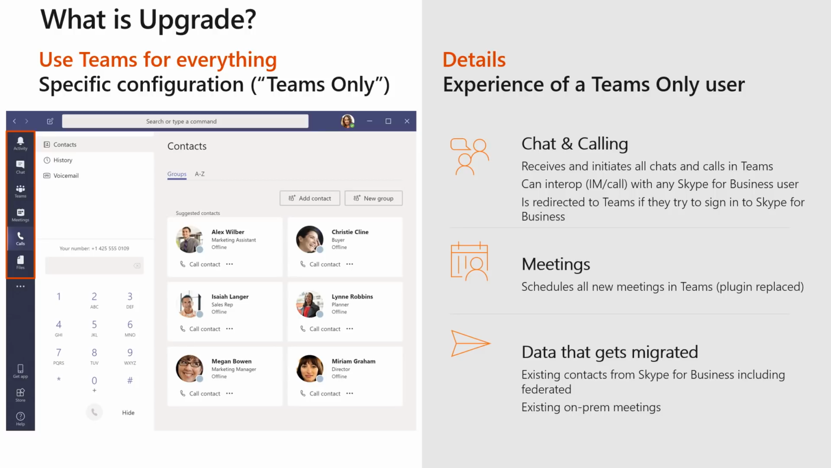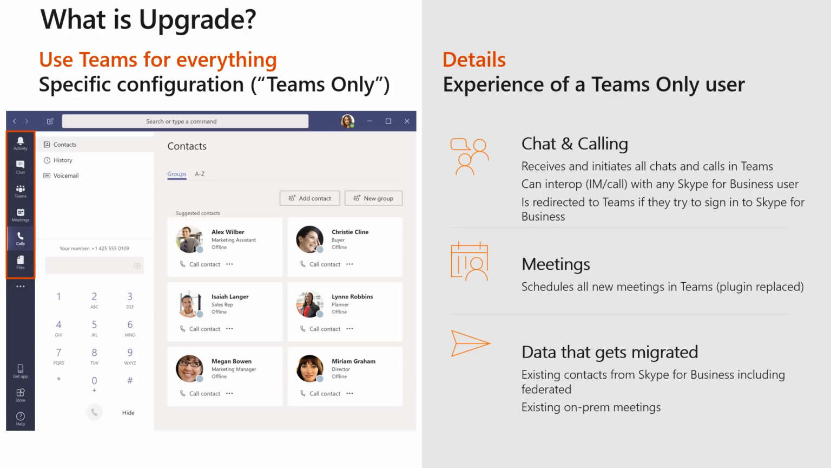Now you can see on the left-hand side here a screenshot of the Teams client showing you all of the various features and functions that are available inside of Teams. On the right-hand side, we break things down in a little more detail so that we can see that if I am an upgraded user, meaning I am utilizing Teams only, my chat and my calling, everything will be received and initiated from my Teams client. I would have the capability of being able to chat or call a previous Skype for Business user if necessary. We call that interoperability, and I'll talk more about that in our later trainings. And I will be redirected to Teams if I launch my Skype for Business client. The idea here is as I've been upgraded, everything is directed to Teams in this instance.